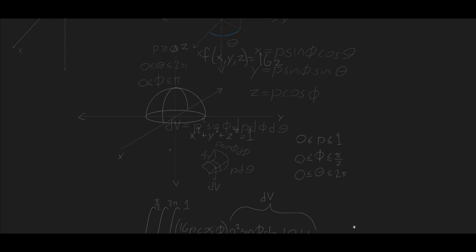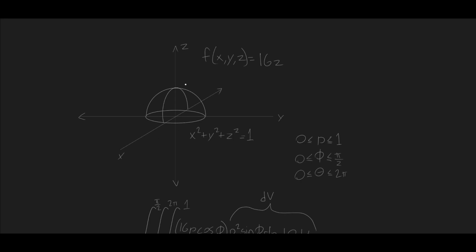So let's go ahead and look at an example of how to use spherical coordinates to solve triple integrals. We want to find the triple integral of f of x, y, z, which is 16z, over the volume x squared plus y squared plus z squared equals 1. So this sphere, but only the top half of the sphere.